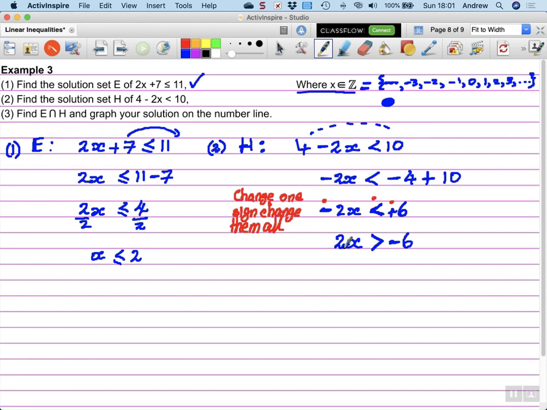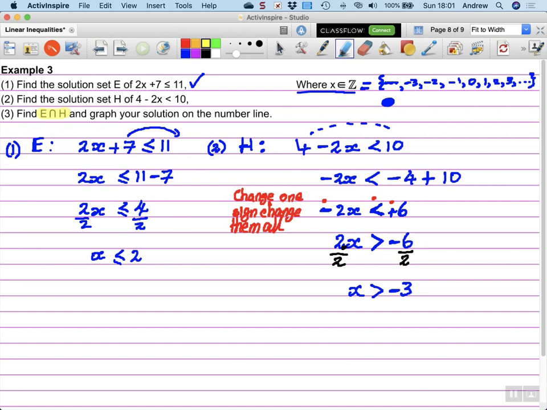Now, what's the opposite of multiplying by 2? It's dividing by 2. We do the same to both sides. And so we end up with x is greater than -3. Now, it asks us to find the intersection. It asks us to find E intersection H.